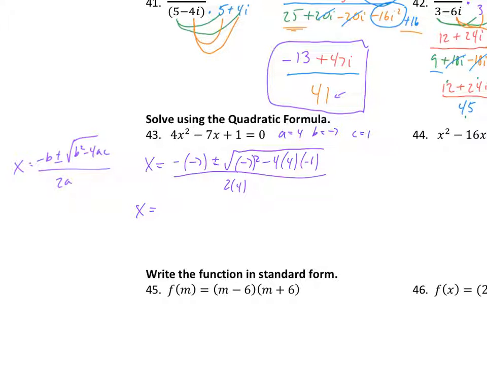So that means that x is equal to a positive 7. Negative 7 squared is 49, not negative 49. So what I notice here is I have 2 negatives. That makes this going to be a plus. And 4 times 4 times 1 is 16. All over 8 equals 7 plus or minus the square root of 49 plus 16, which is 65.